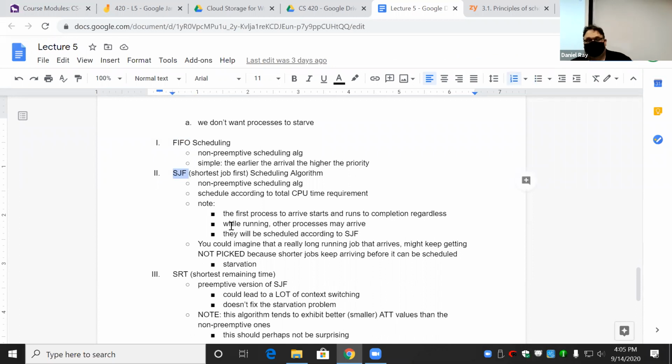How about shortest job first, or the SJF scheduling algorithm? Now there's something you need to know in order to be able to order things according to shortest job first. What's that? How long is it going to take? Is that always easy to know? No, it's not always easy to know. In fact, sometimes it's impossible to know. For complex systems, for complex programs, it's impossible to know how long it's going to take.